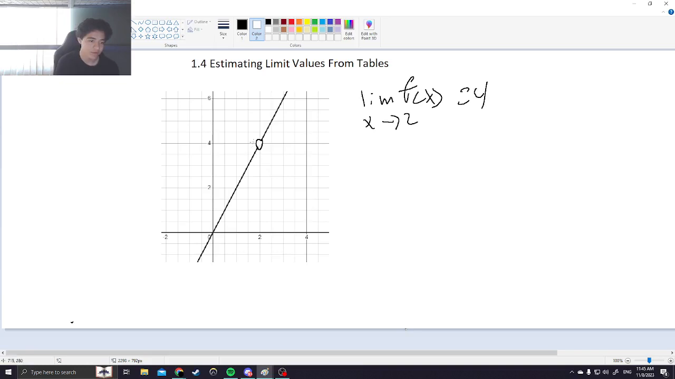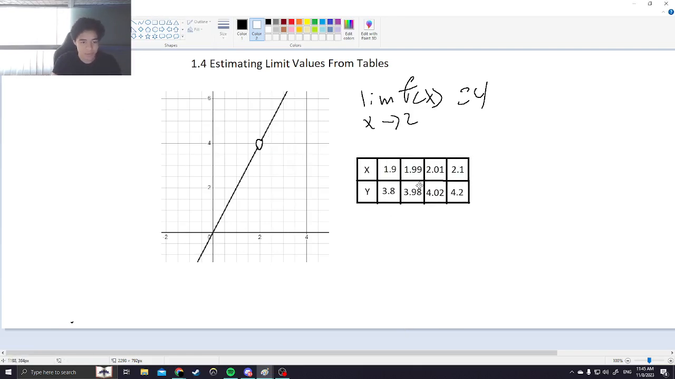Because you look at it, 2, okay, where's it going? Oh, okay, it's going to 4, right? From the left side, from the right side, they all agree it's 4, right? But what would we do if we had a table of this graph, but we weren't actually able to see it? This is a table of this graph.